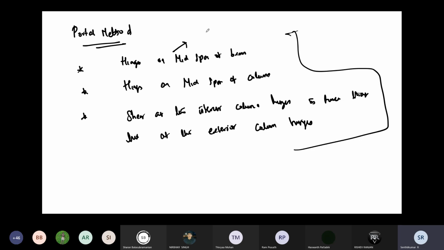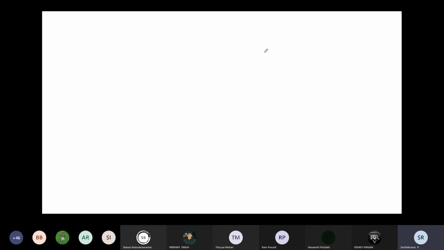Why are we assuming like that? Because of zero moment at midspan, both are zero moment at midspan. That's why we are making these kinds of assumptions. So by using these three assumptions, we are going to solve one problem now. We will solve it now. We are going to solve some multi-bay frame.